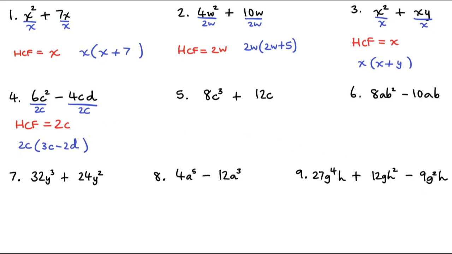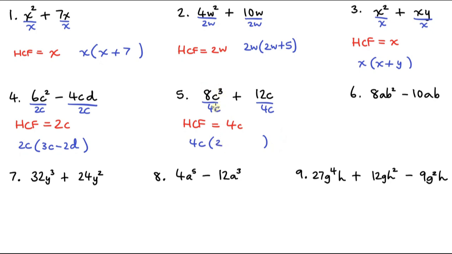Okay, question number 5. So our highest common factor of these two terms. Well, the numbers, the highest common factor of 8 and 12 is 4. And now the letters, the highest common factor of c cubed and c, well, that's just going to be c. We can only factor out one c. So let's divide both terms by our highest common factor, which is 4c. So 4c comes outside the brackets. Then inside our brackets, 8 divided by 4 is 2.